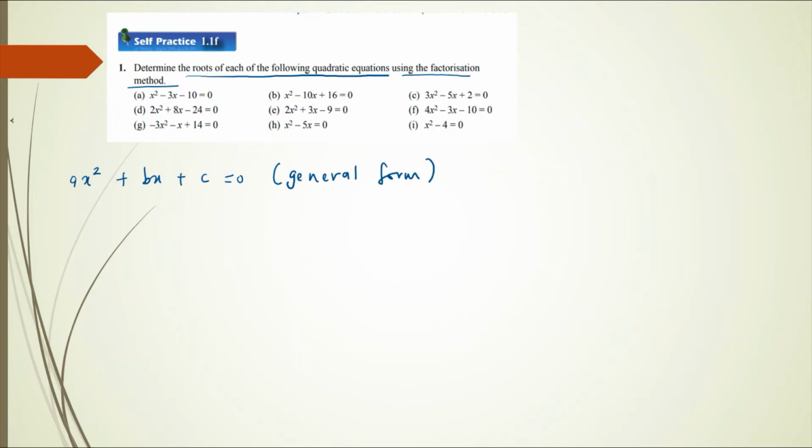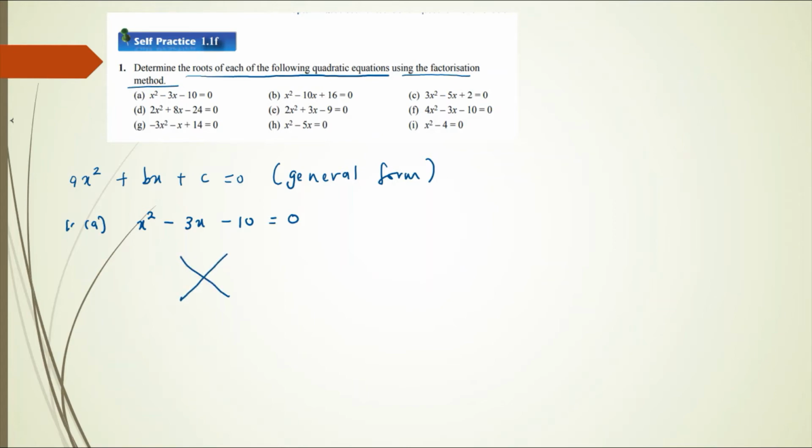Okay, we must write in general form before we carry out factorization. So I show you question 1a. Let's say we have x squared minus 3x minus 10 is equal to 0. So we calculate manually, then we can use the cross method.